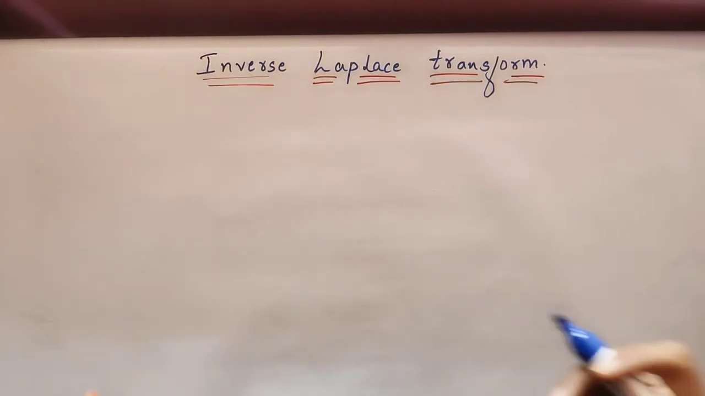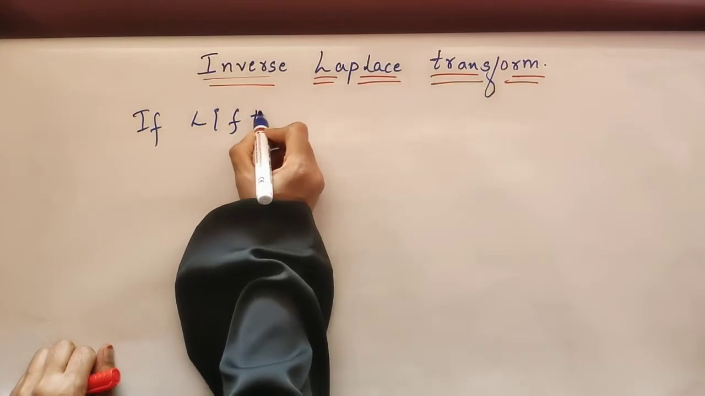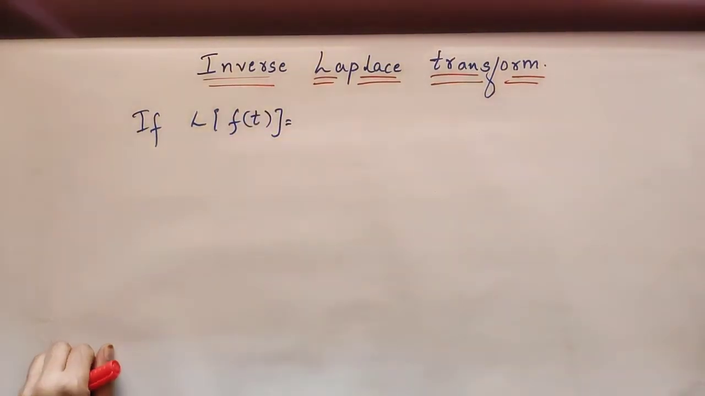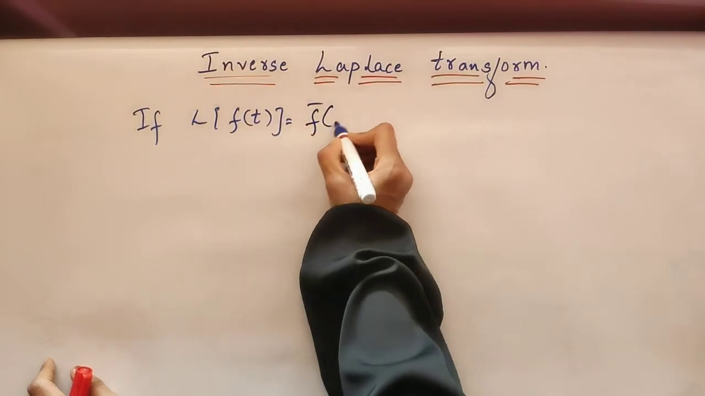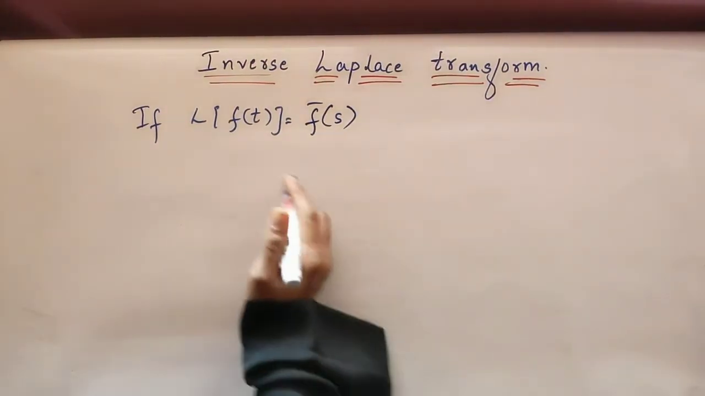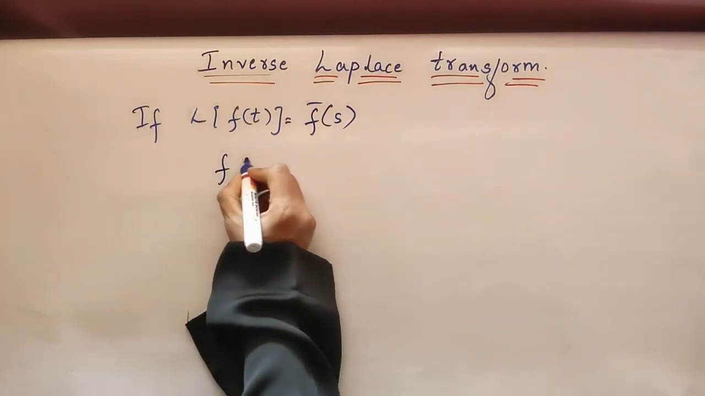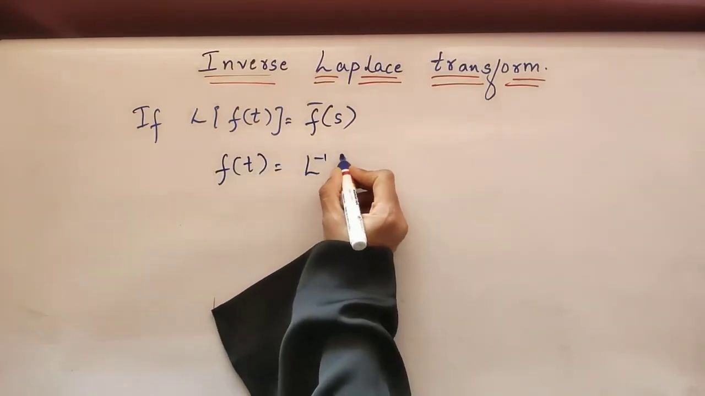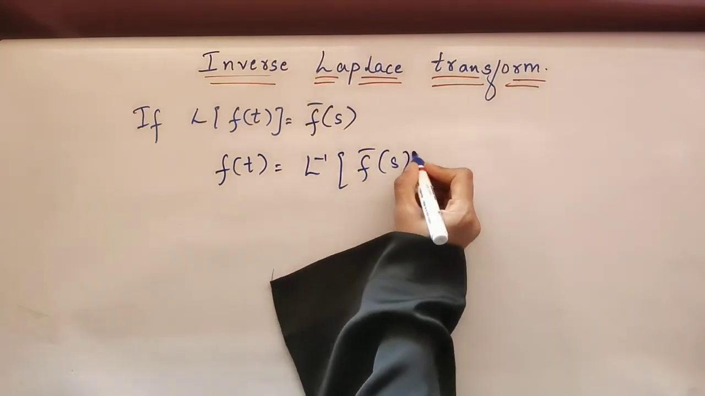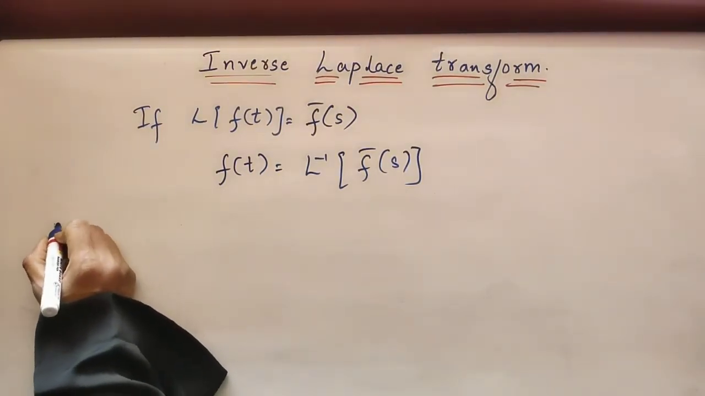Now see here, the Laplace transform of f of t, given any function f of t, is f bar of s. In the basic introduction of Laplace transform I have given this, and here also I will give a small idea. So if Laplace transform of f of t is equal to f bar of s, then f of t obviously becomes L inverse of f bar of s. Okay. For example, I'll give you an example here.